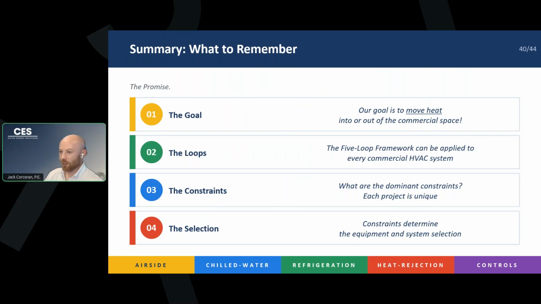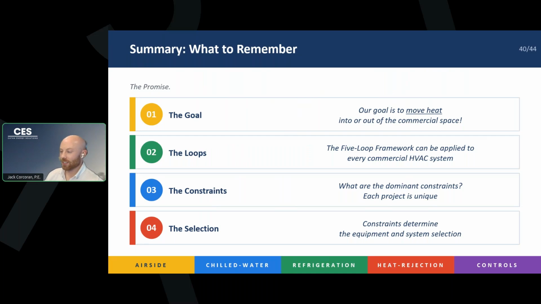The third promise was, what project constraints are going to drive our decisions on which pieces of equipment we're going to use, right? So every project is unique. You should always do the diligence of asking yourself those questions, and there's always many other ones, but those 10 are a great place to start. You'll eliminate many options that won't even work for you. And that's just due diligence as an engineer. You've got to ask these questions.